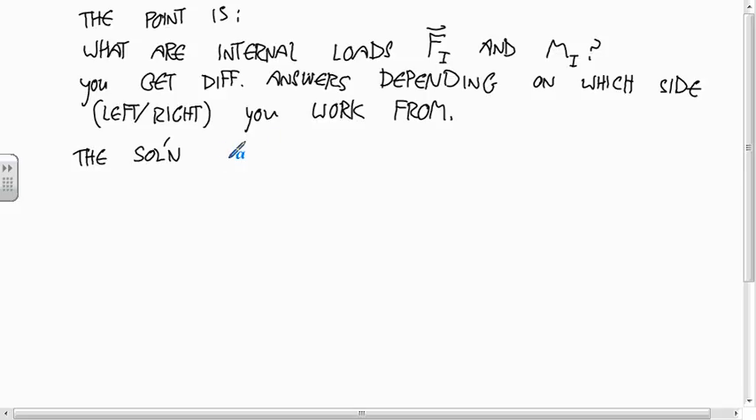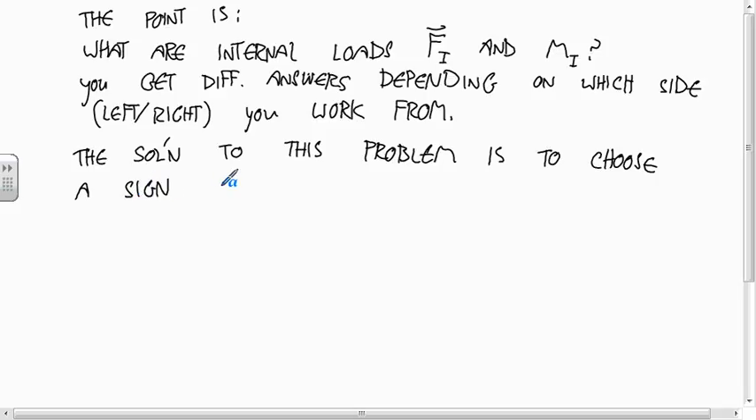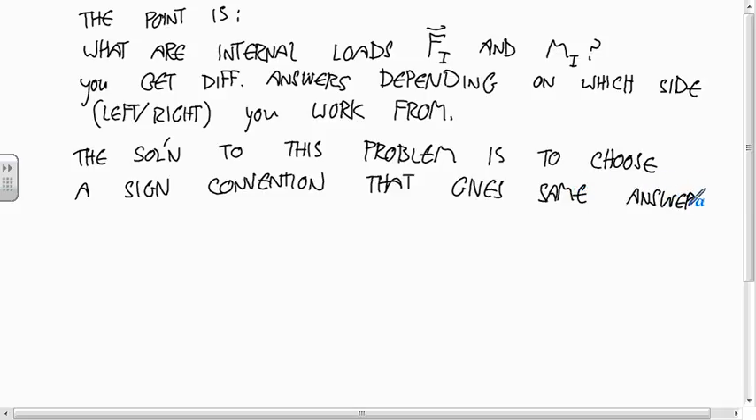So the solution to this problem is to choose a sign convention that gives the same answers from either side.